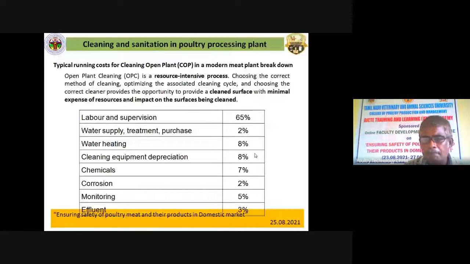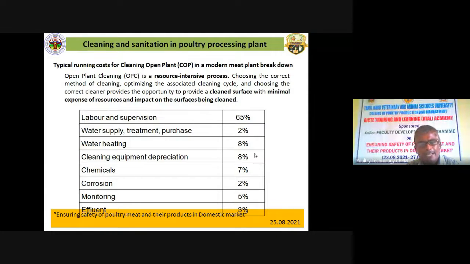Cleaning open plant is a concept for what is otherwise a resource intensive process. This ensures a clean surface with the minimum expense of resources and with minimum impact on the surface being cleaned. This concept is recently being followed in all food processing plants to ensure efficient cleaning of the area. It takes into consideration the correct method of cleaning, optimizing the cleaning cycle, as well as choosing the correct cleaner. This ensures resource-efficient cleaning open plant.